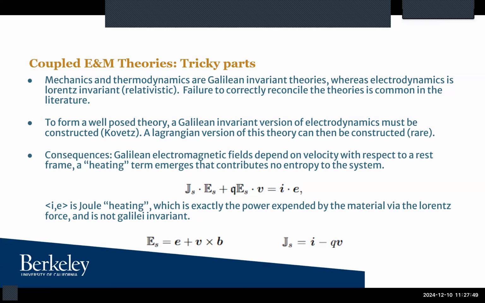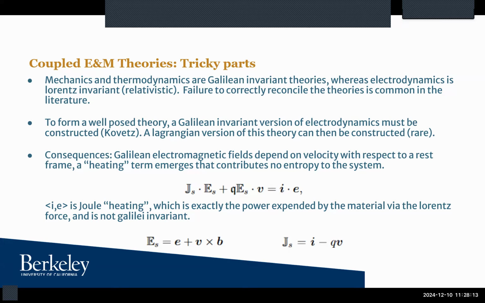For example, there's a heating in electromagnetic systems that is not heating in the way that we usually think. It does not contribute any entropy to the system. The reason we consider it heating is because if we didn't, we lose Galilean invariance in the power supply. Basically, the power supply of the electromagnetic field to a material is this current dot electric field quantity. Neither of those quantities are Galilean invariant.